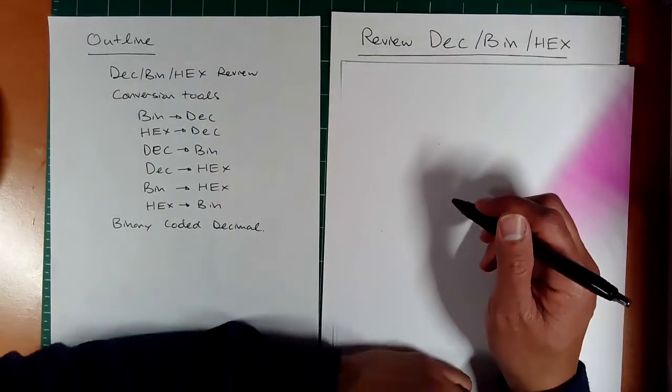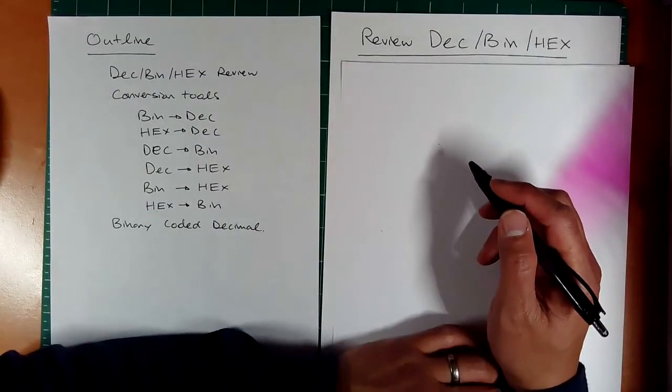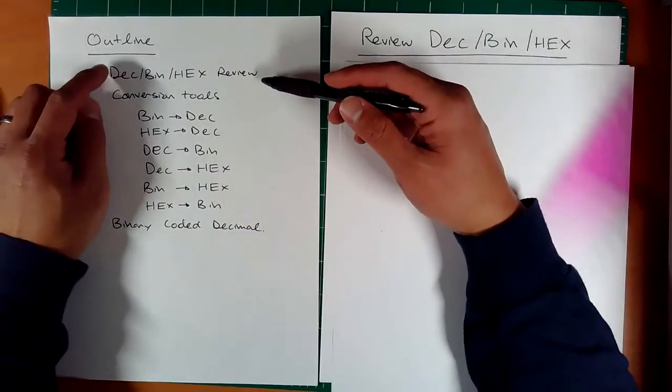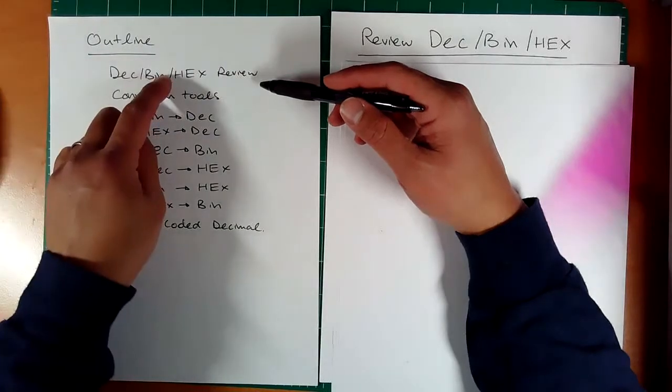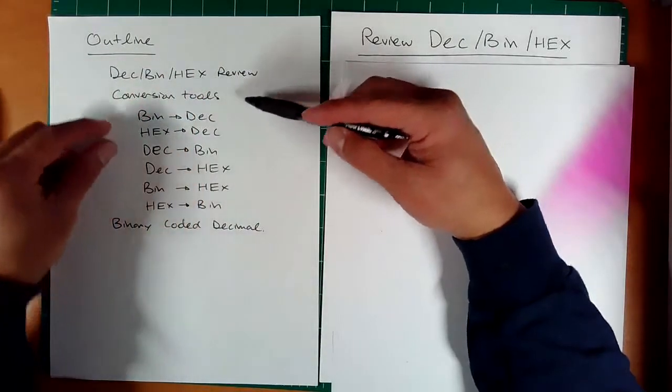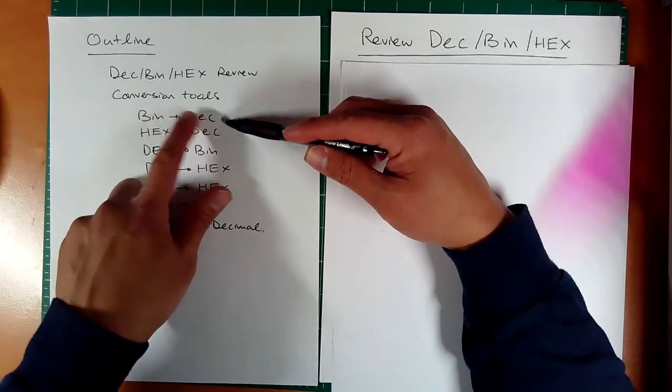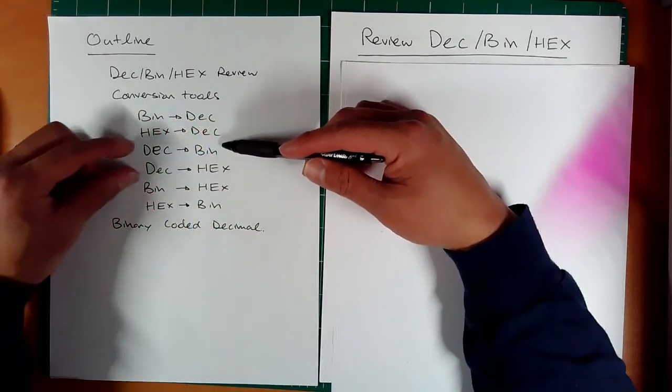Hi, this is ET370 Lecture 11. This is going to be a three-part series. In the first part, we're going to review decimal or base 10, binary base 2, and hexadecimal base 16. And we're going to look at how to convert between binary to decimal and hexadecimal to decimal. We'll split it up.